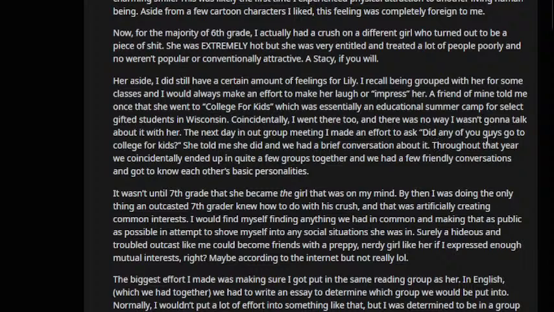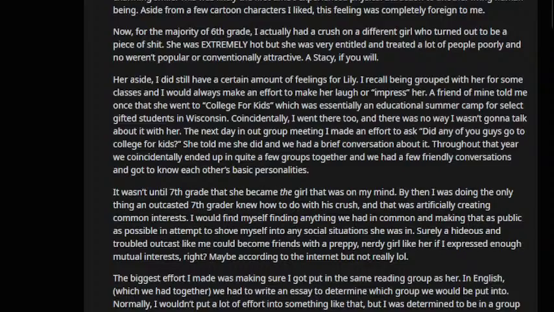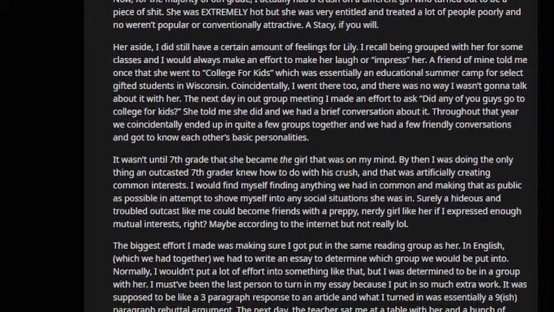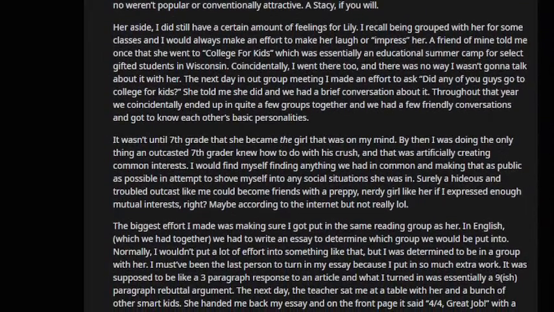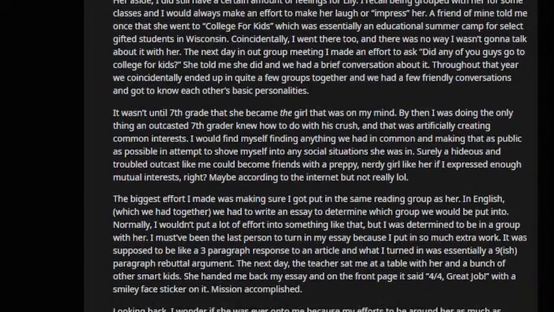The next day, at our group meeting, I made an effort to ask, "Did any of you guys go to College for Kids?" She told me she did, and we had a brief conversation about it. Throughout that year, we coincidentally ended up in quite a few groups together, and we had a few friendly conversations and got to know each other's basic personalities.